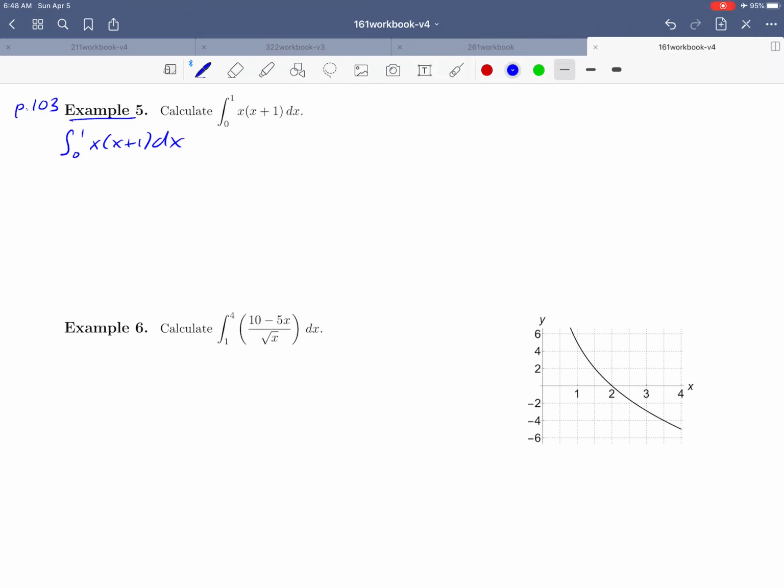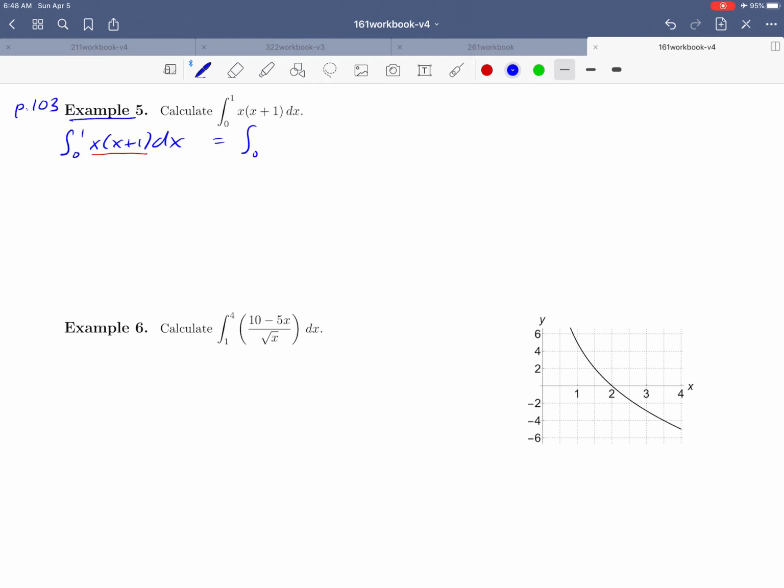Okay, and we've talked before in previous examples about how the key here is being able to find an antiderivative for the function that we're integrating. There's a little difficulty though in this problem that we haven't encountered before. Notice that we've got a product, x times (x plus 1), and we have a product rule for derivatives but not for antiderivatives, and so this function is not in a form right now where we can take an antiderivative easily.